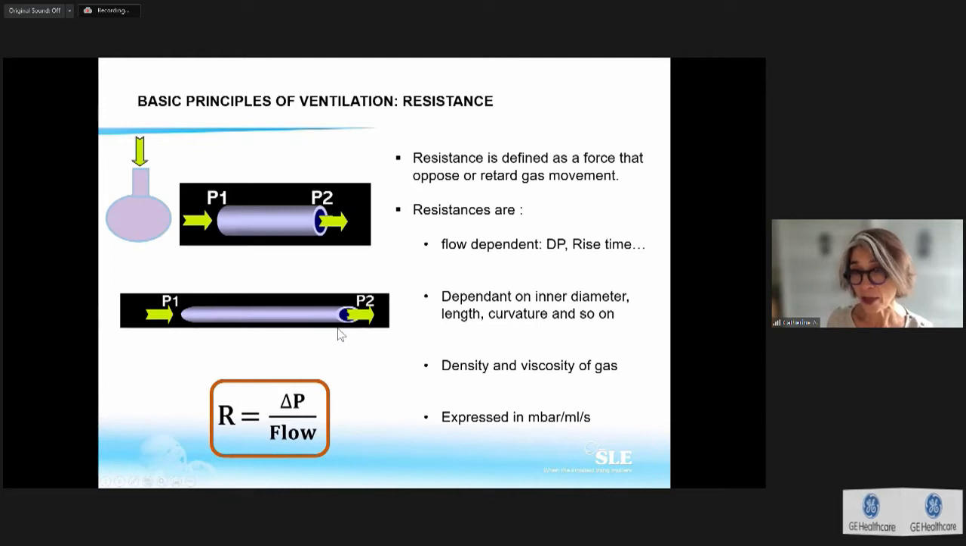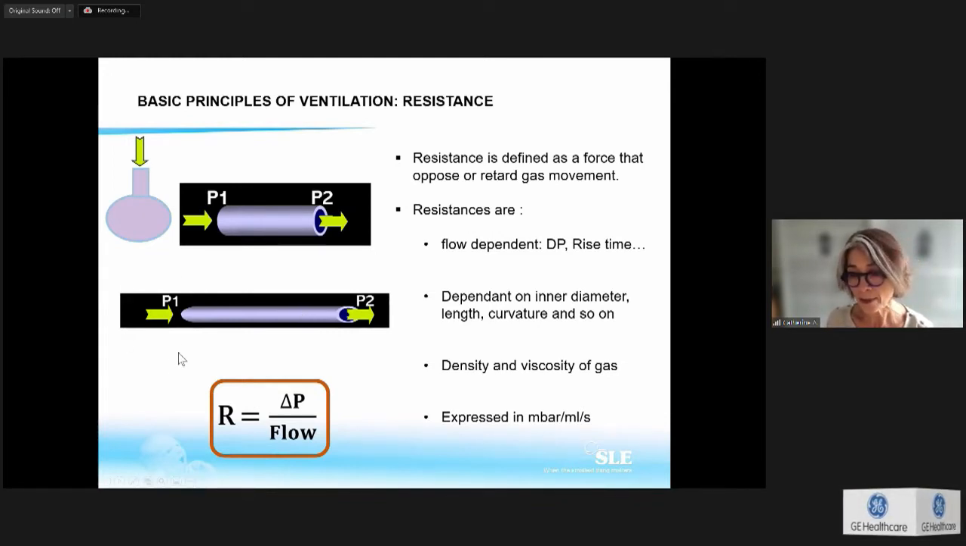It depends on the diameter and the length of it as well. That's why sometimes you will see that we shorten the ET tube of the patients. Why? When we shorten it, we decrease the resistances, we decrease the work of breathing of the baby, and of course, we also decrease the dead space of the patients.